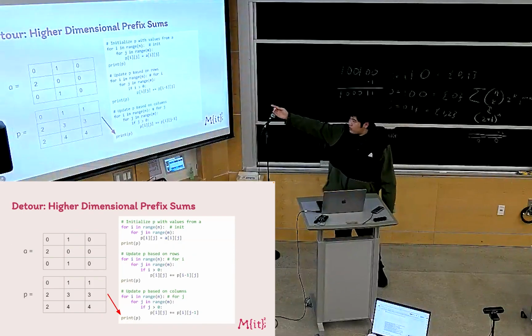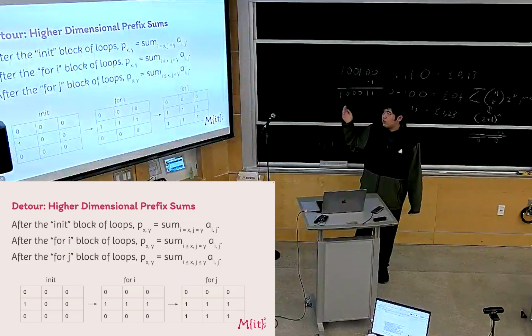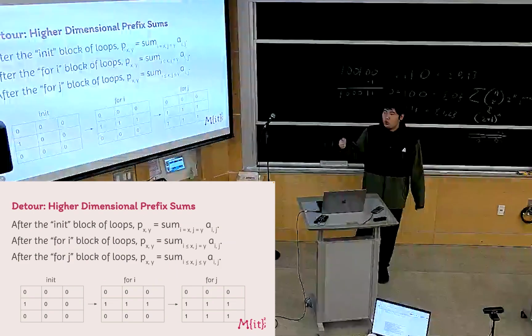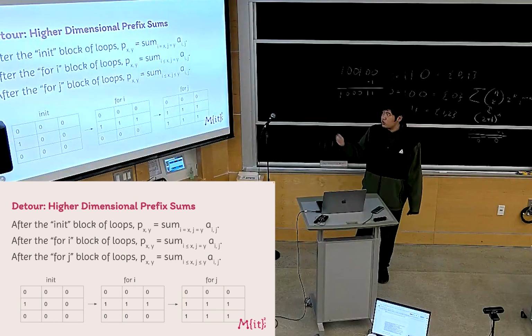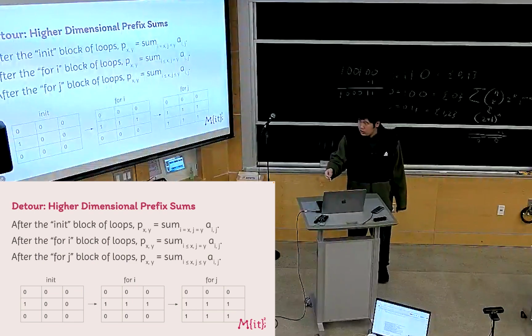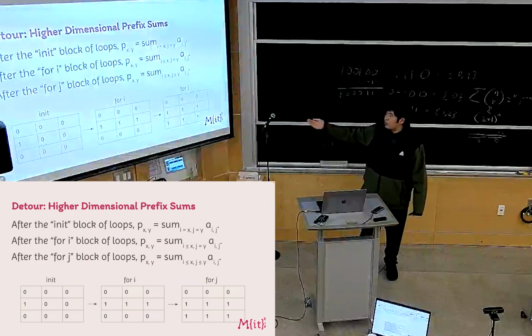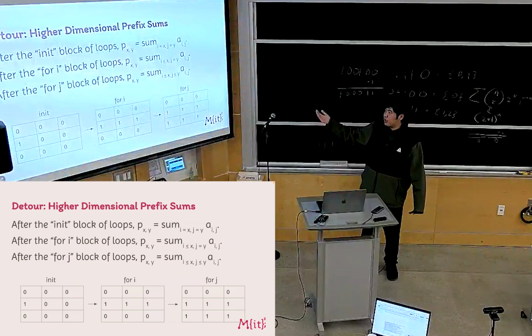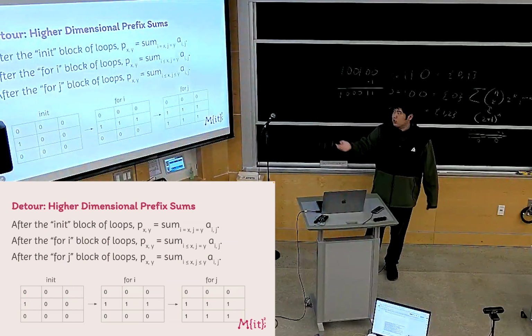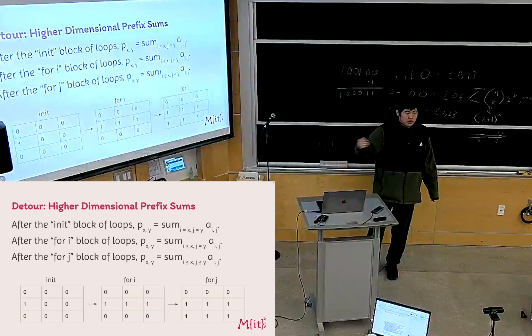Then after the second block, the for i set of for loops, we will end up with P of xy being the sum of A of ij when i is less than or equal to x and j is equal to y. And finally, after the for j loops, at the very end, we end up with the actual prefix sum array, where i is less than or equal to x and j is less than or equal to y of A of ij. Does this make sense?